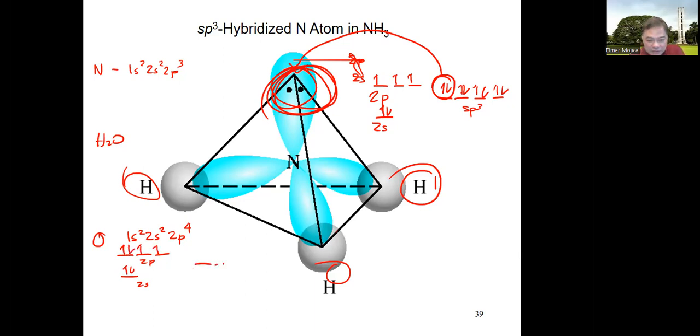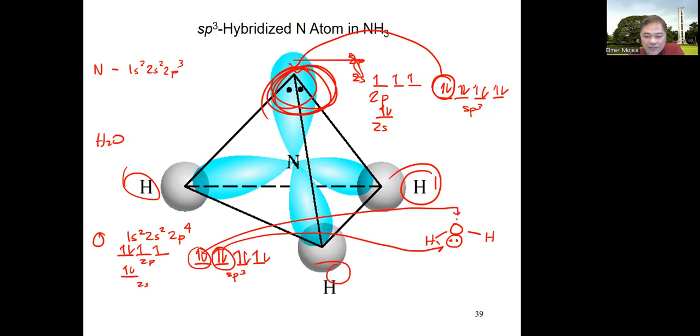So if you're going to make it sp3, what will happen? You have this, you have this, and you have this. So ilan lang yung available for pairing with an unpaired electron? Dalawa, di ba? So ito, yung lone pair, tapos ito, yung isa pang lone pair. And again, your oxygen here has an sp3 hybridization.